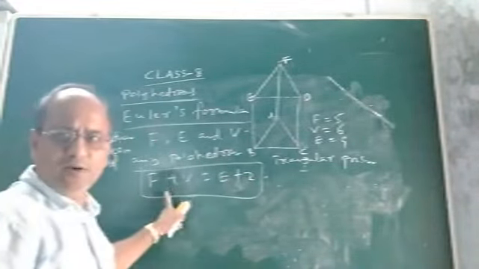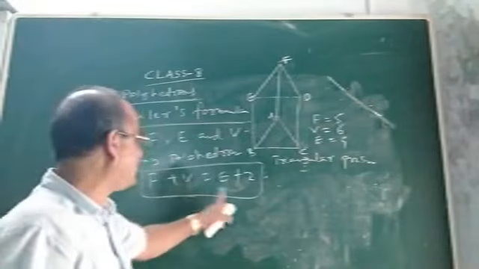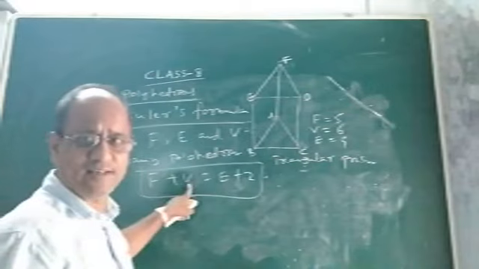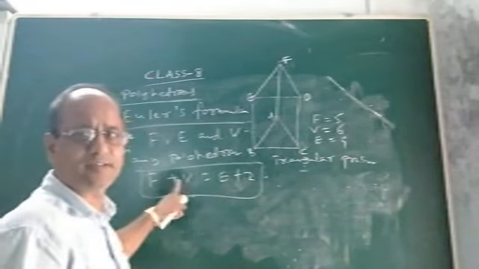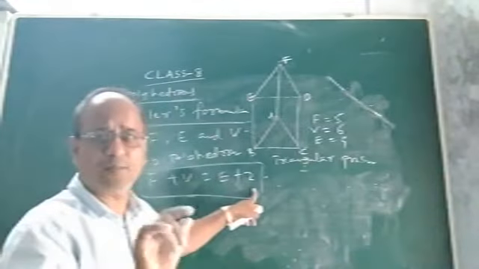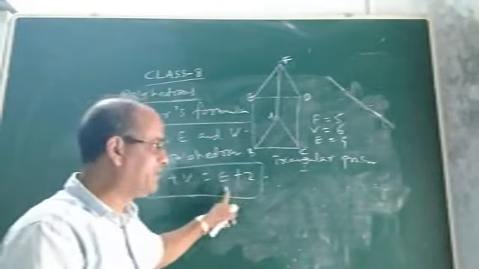What did Euler say? Euler said that any polyhedron must satisfy this relation. That means the sum of the number of faces and vertices must be equal to the number of edges plus 2. Then only the polyhedron is possible. What is the meaning? Let us see.